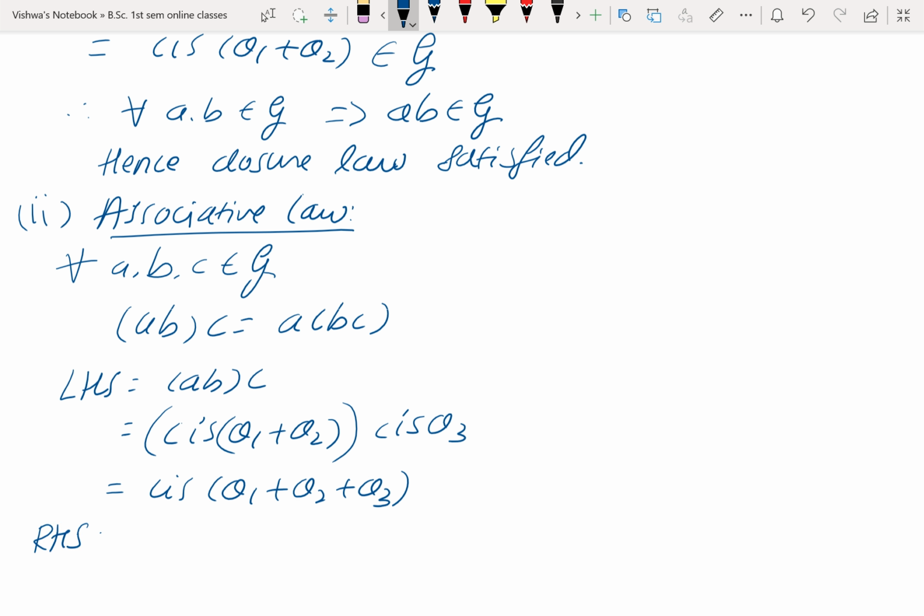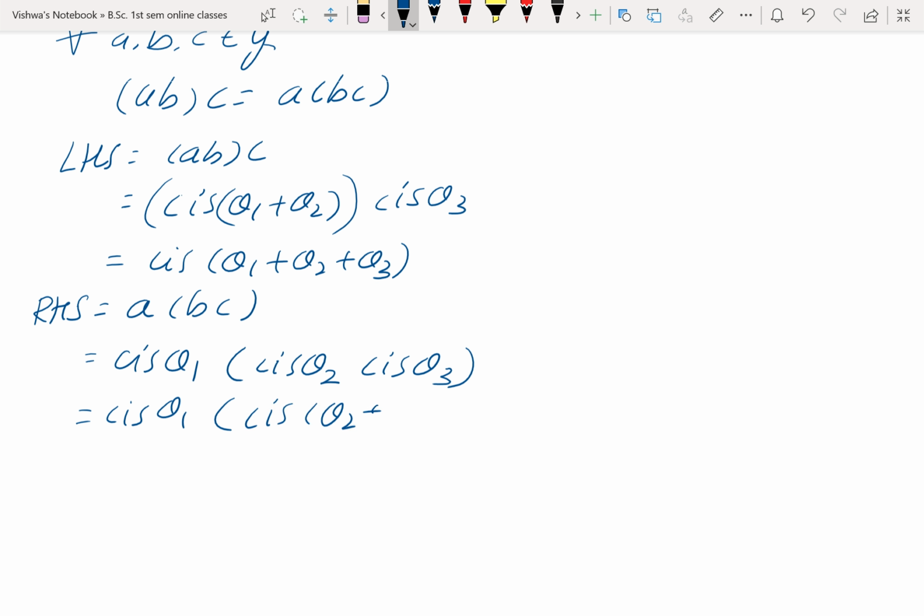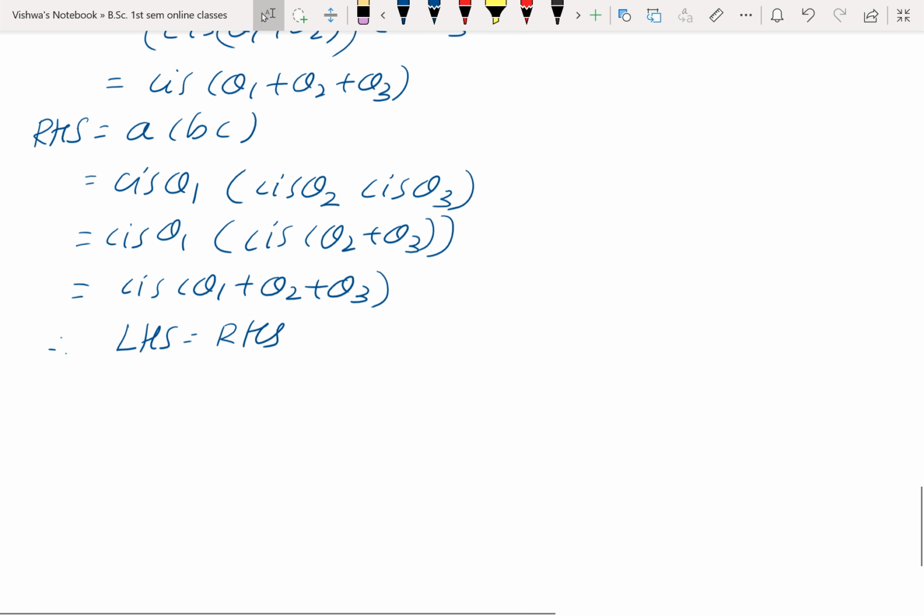And similarly in RHS there is A into BC, where A is cis theta 1, and B into C, B is cis theta 2 and C is cis theta 3, that becomes cis theta 2 plus theta 3, and it is equal to cis theta 1 plus theta 2 plus theta 3. So therefore we can write LHS equal to RHS, because in LHS we have cis theta 1 plus theta 2 plus theta 3, here also the same thing. Then it implies that the associative law is satisfied.